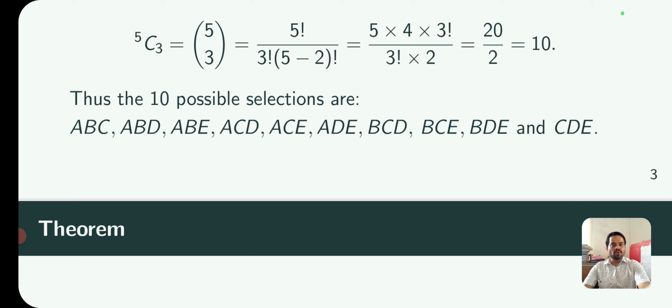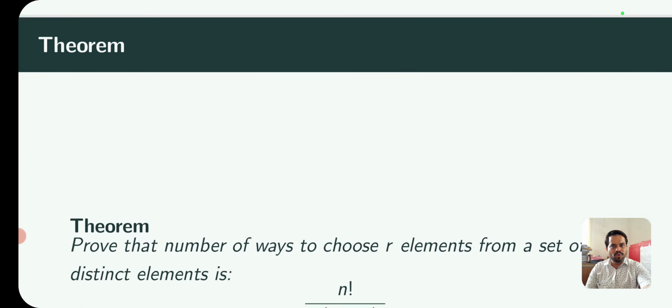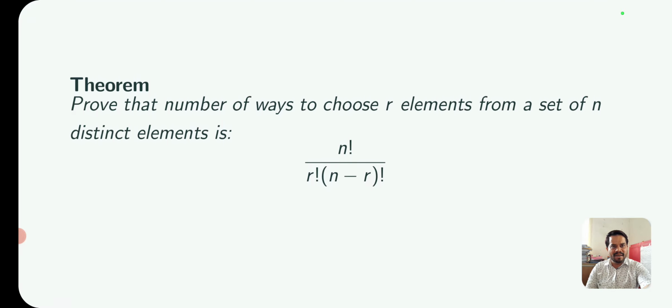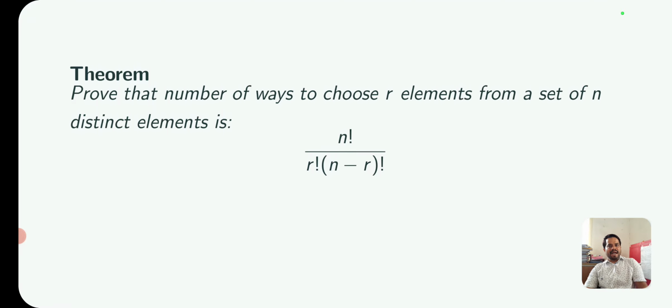That result we have to prove here. Next, we have to prove the same result we stated above: prove that the number of ways to choose r elements from a set of n elements is given by n factorial divided by r factorial times (n minus r) factorial. So how do we prove this? Any idea how to prove this?